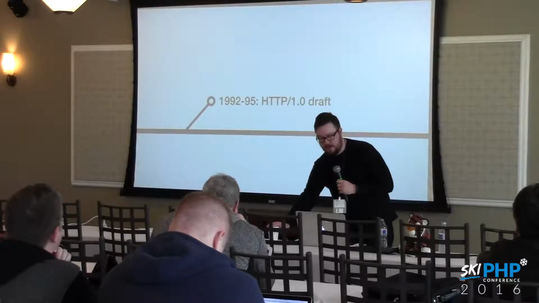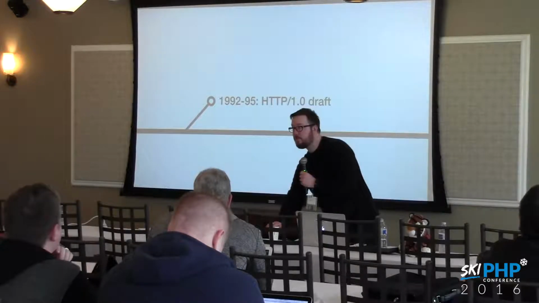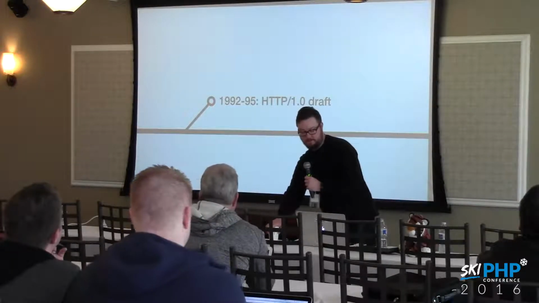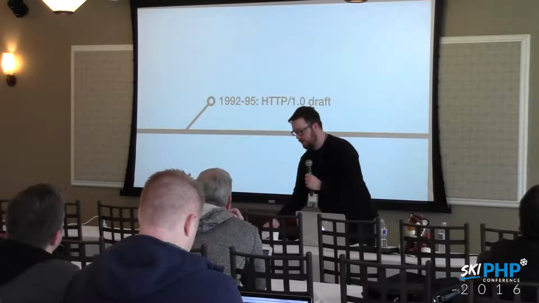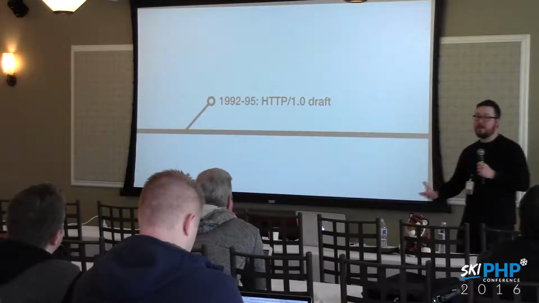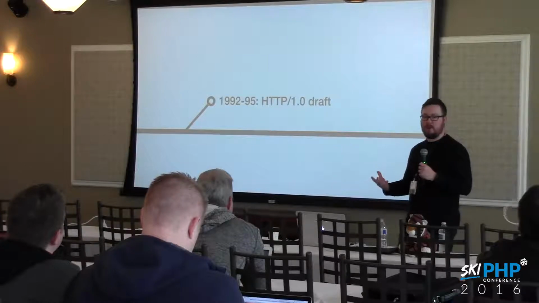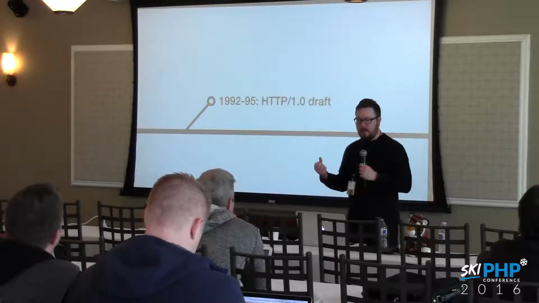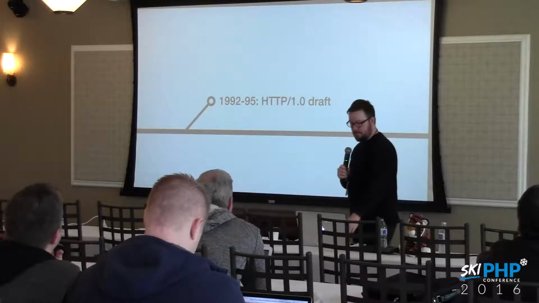Fast forward a few years, HTTP 1.0 continues in draft form, heavily influenced by a guy named Roy Fielding. You might recall that name if you've ever looked at any kind of representational state transfer stuff, or REST. Roy Fielding is the person who wrote the doctoral dissertation where we get the term REST. And this continued in the IETF working group.